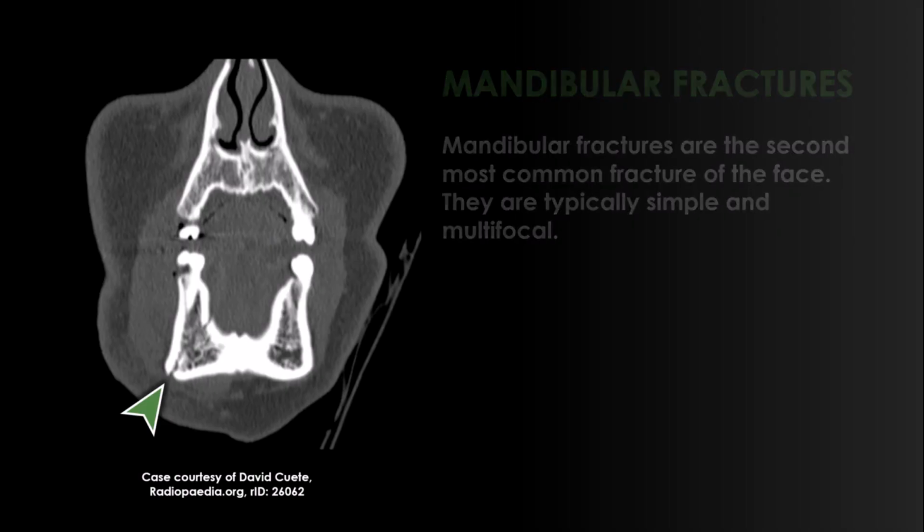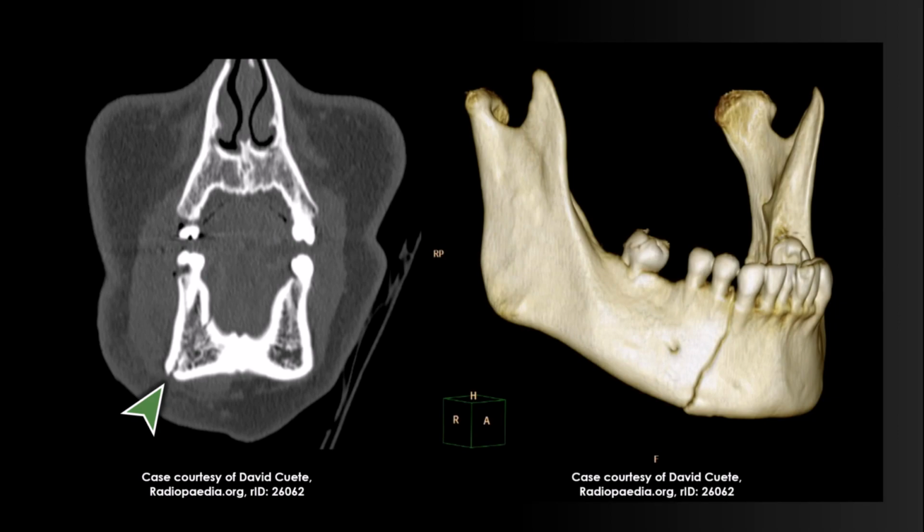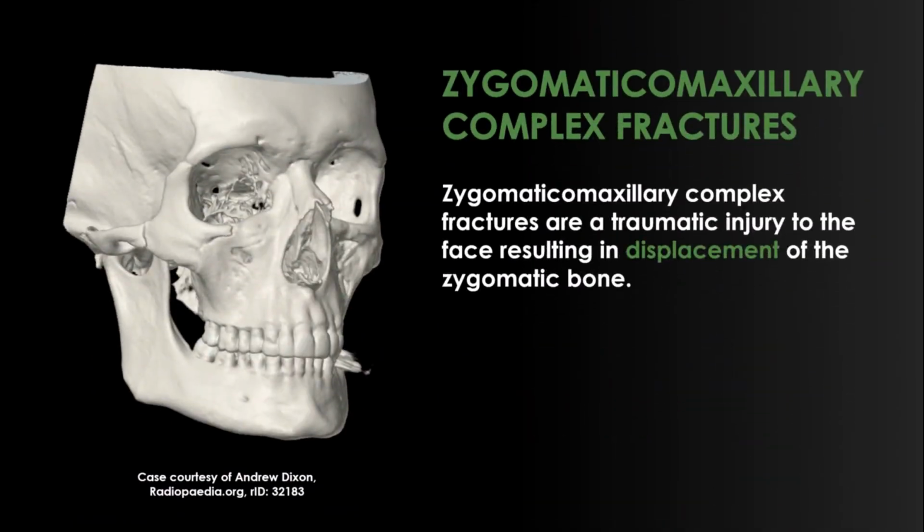The same injury is demonstrated on a volume rendered image. This volume rendered image again demonstrates a linear fracture on the right side of the mandible with no fragments and minimal displacement. The next fracture type is much more serious.